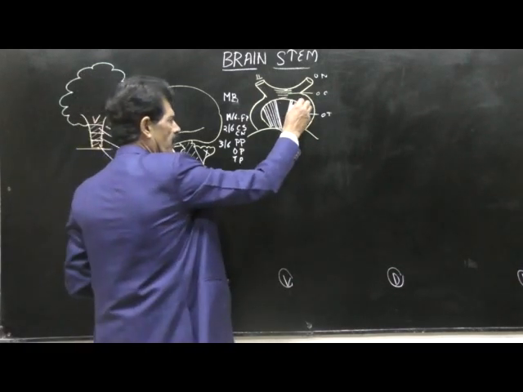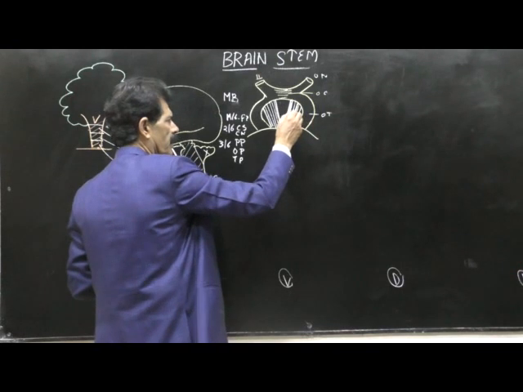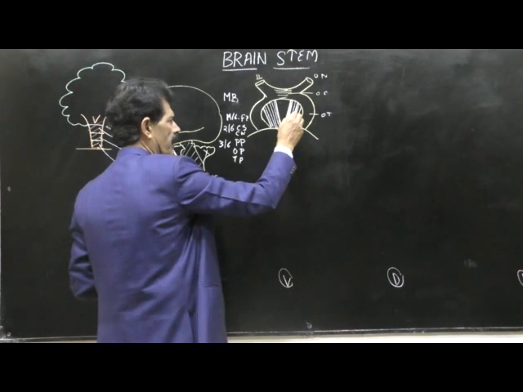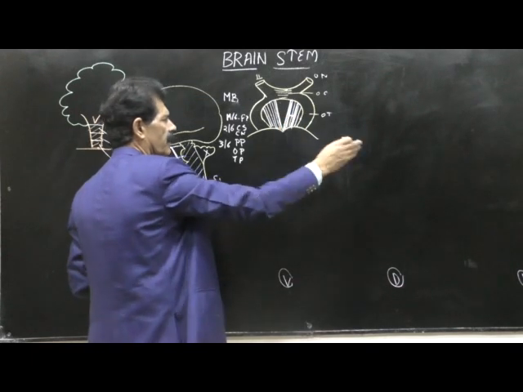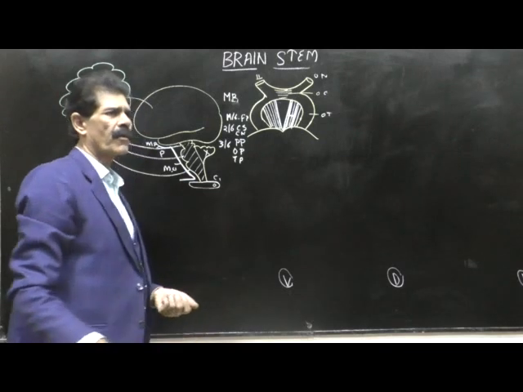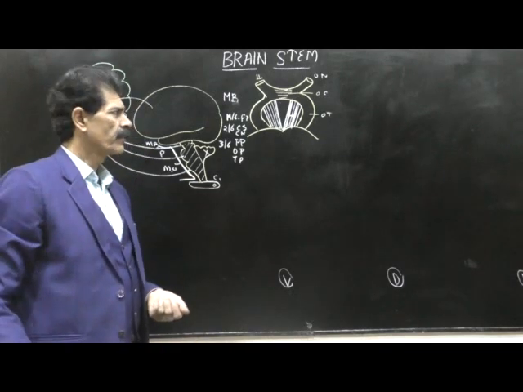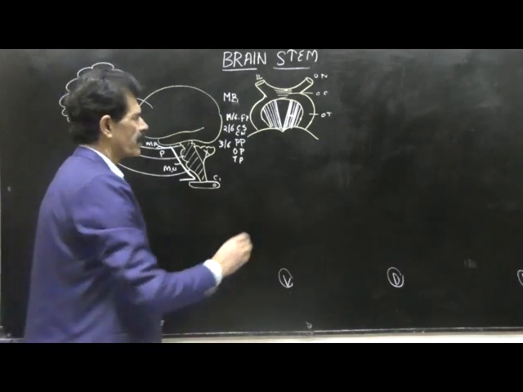And the corticospinal fibers are also arranged in such a way that the head fibers lie medially, then neck, then upper limb, then thorax, then abdomen, and lower limb lies laterally. So the body is represented from medial to lateral side in the corticospinal fibers.